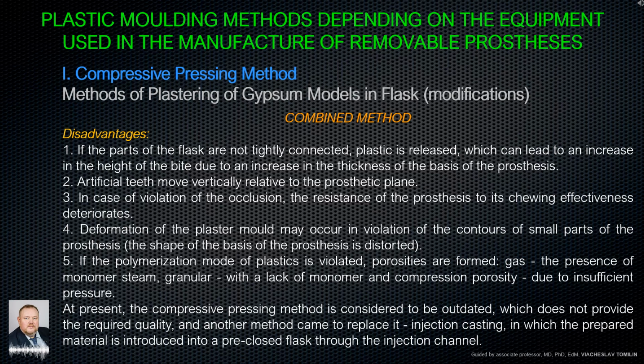4. Deformation of the plaster mold may occur in violation of the contours of small parts of the prosthesis, the shape of the basis of the prosthesis is distorted. 5. If the polymerization mode of plastics is violated, porosities are formed: gas, the presence of monomer steam, granular, with a lack of monomer and compression porosity, due to insufficient pressure. At present, the compressive pressing method is considered to be outdated, which does not provide the required quality, and another method came to replace it, injection casting, in which the prepared material is introduced into a pre-closed flask through the injection channel.